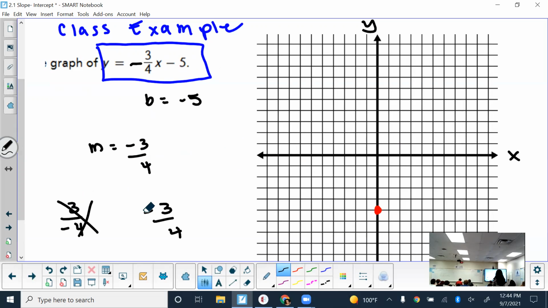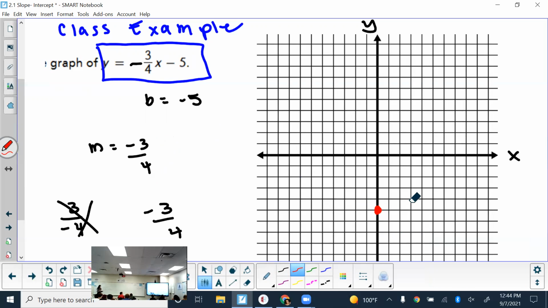Because your run always goes in what direction? Your run always goes to the right, so the sign doesn't matter, but the sign affects the rise. Make sense? All right, so am I going up 3 or down 3? Down 3. So from your y-intercept, go down 3. And then am I going left or right 4? Right 4. Always to the right for your run. 1, 2, 3, 4.